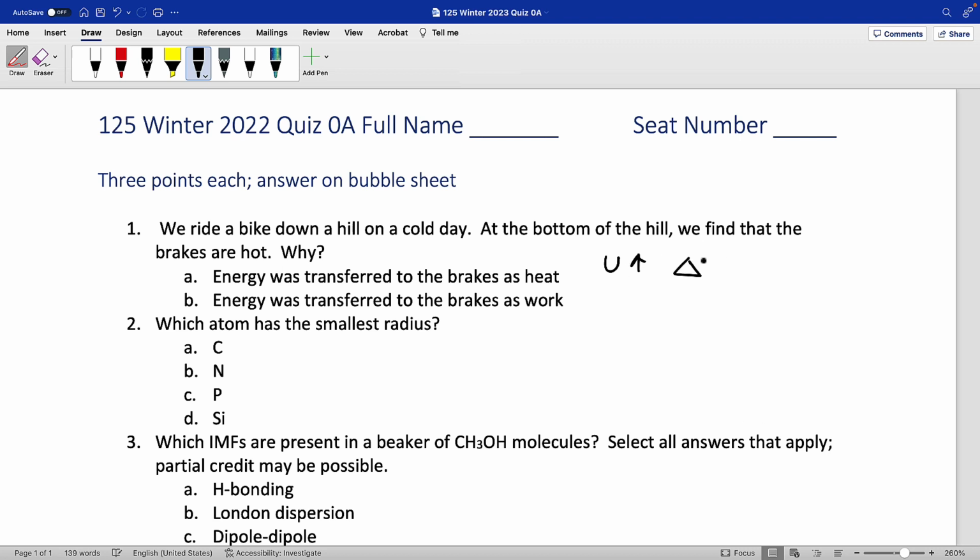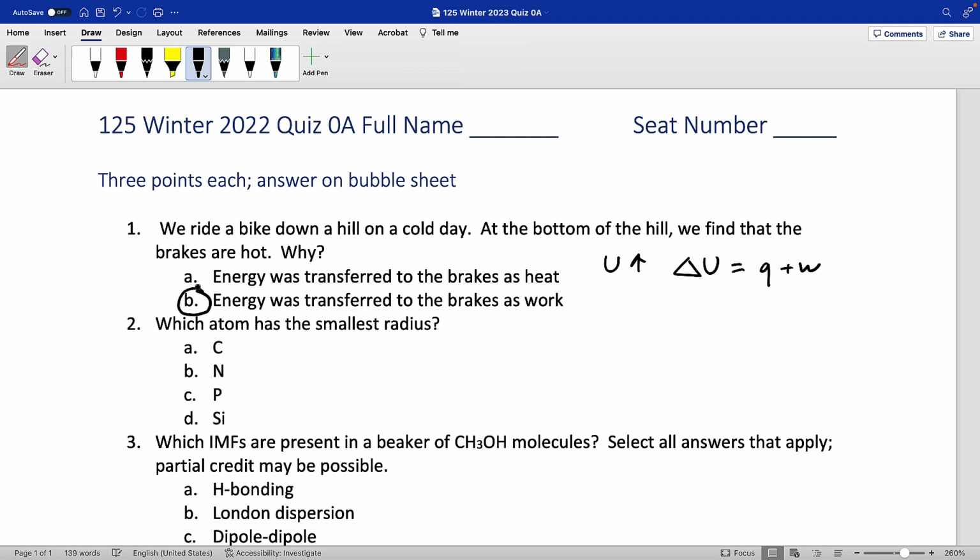So why? Well, we know that could be a result of work or heat, either one of those. Now, heat is always a transfer of energy due to a temperature difference. So if we put the brakes in a pot of boiling water, the brakes are cold, the water is hot, so we can have an energy transfer as heat. But here, we didn't let the brakes contact anything hot. The brakes, the wheels, everything was cold until we started riding the bike down the hill. So that must mean that it was energy transfer as work.